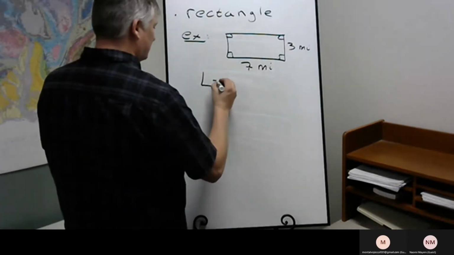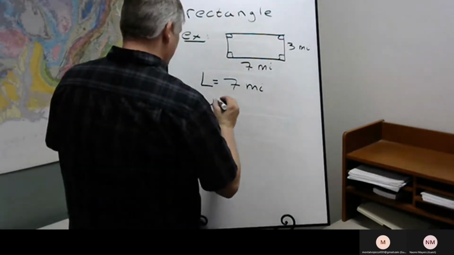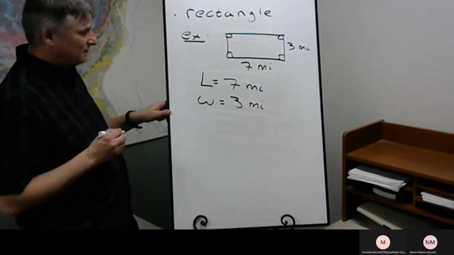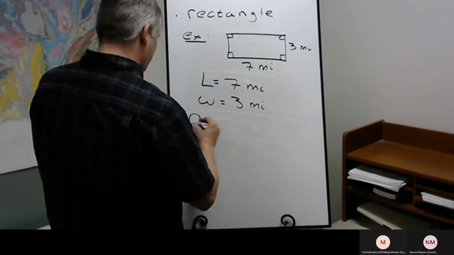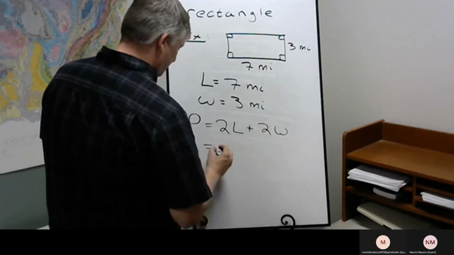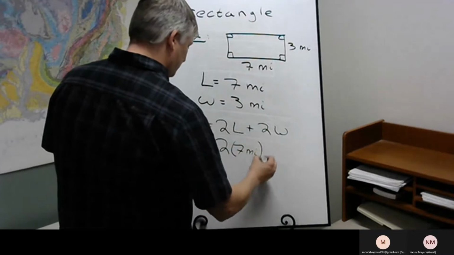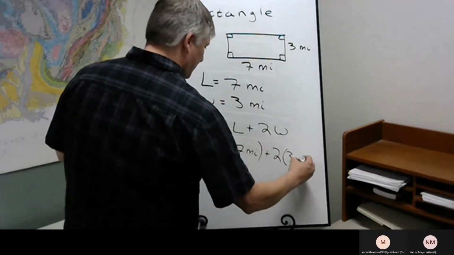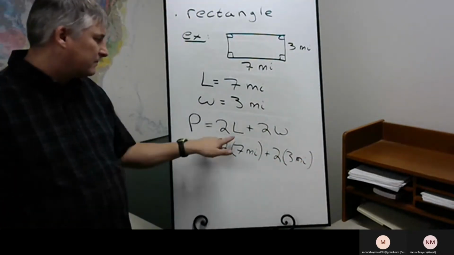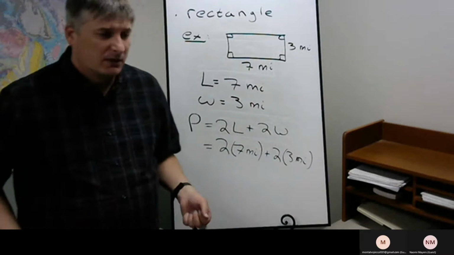Now here, L is 7 miles, and the width, W, is 3 miles. So the perimeter, which is 2L plus 2W, well, this will be 2 times 7 miles plus 2 times 3 miles. We get a little more into this in algebra, but this means 2 times L, or 2 L's. That's what 2 L's means. You can do 2 times L.